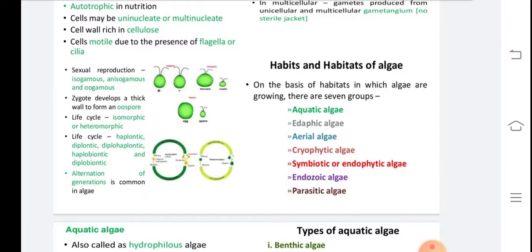These are differentiating from each other, so it is called oogamous. If anyone is differentiating, suppose flagella or the size, shape and structure, it is called anisogamous. Like this, these terms are used in the life cycle: isomorphic and heteromorphic. Iso means same gamete size, it is called isomorphic, right?